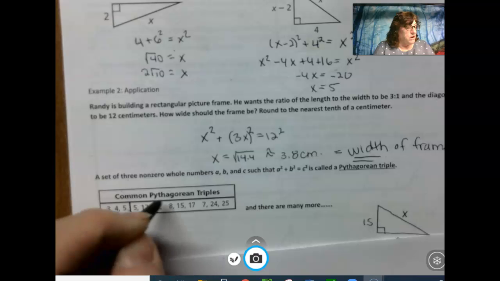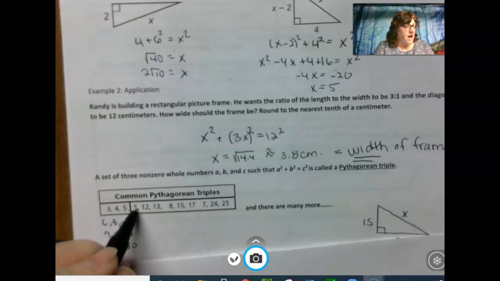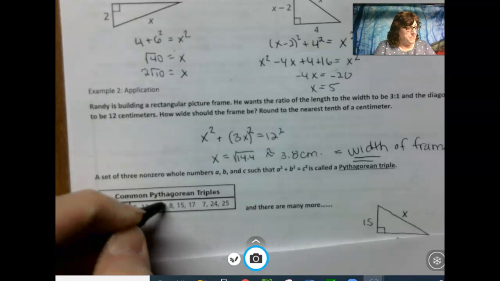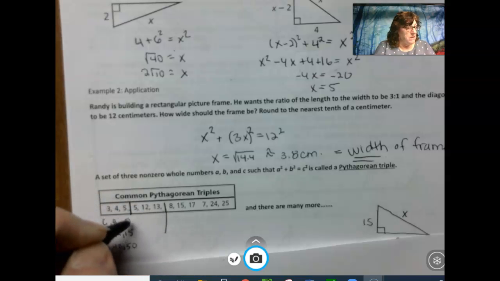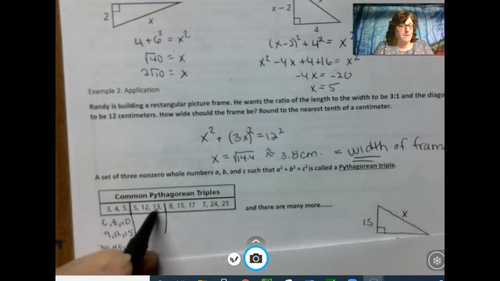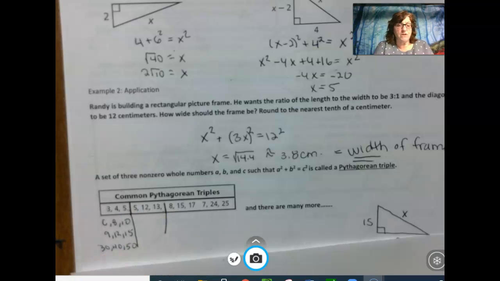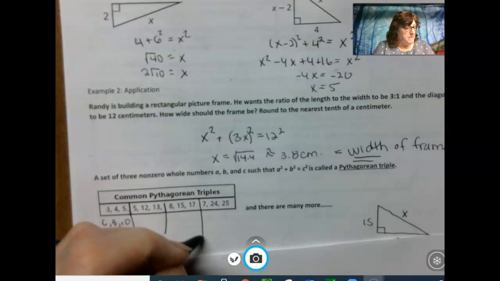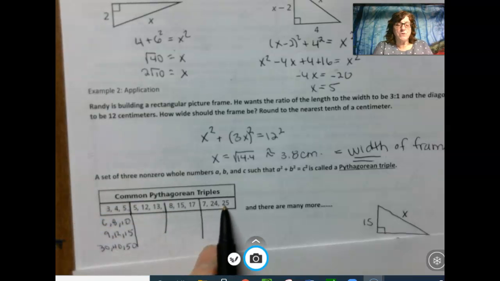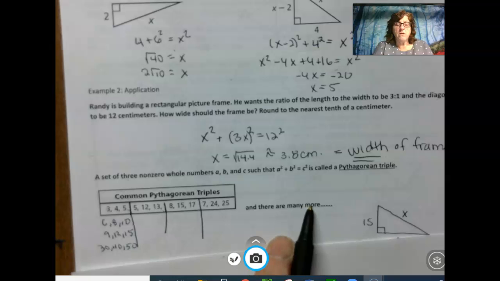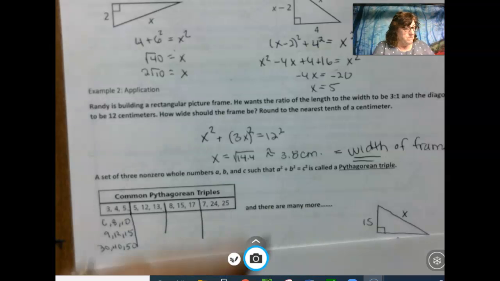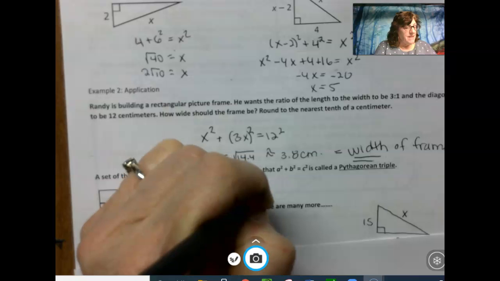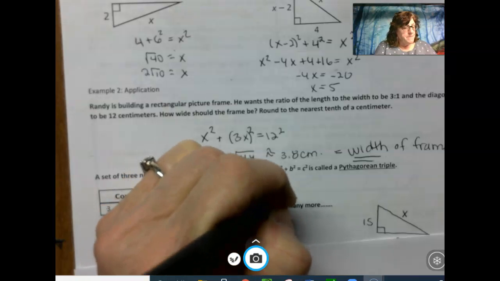The next set of Pythagorean triples is 5, 12, 13. So again, I could do the same thing and multiply each of the sides by 2, each of the sides by 5, each of the sides by 10, and get another set of Pythagorean triples. The next set is 8, 15, 17. Another one is 7, 24, 25, and there are many more. Another common one that you will see quite often is 9, 40, 41.